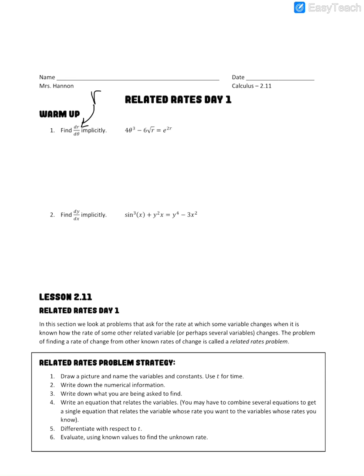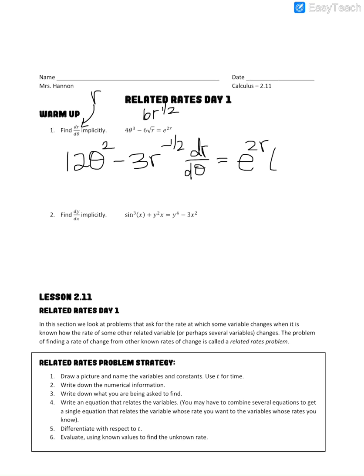All right, so we have 12 theta squared. That's a theta, so no need to do any dr d theta there. Minus, we can think of this as 6r to the 1/2. So this would give us 3r to the negative 1/2 dr d theta, because we did an r. And then here we have the derivative of e, which is the same, e to the 2r. And then we have to multiply by the derivative of the exponent, which would be 2 dr d theta.